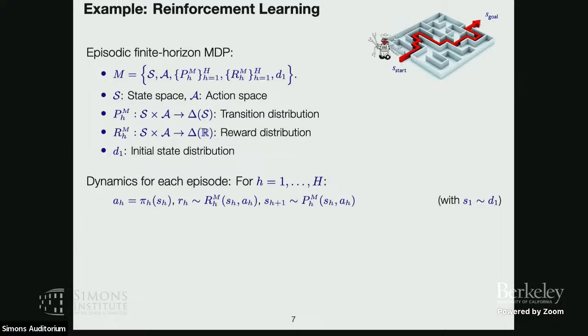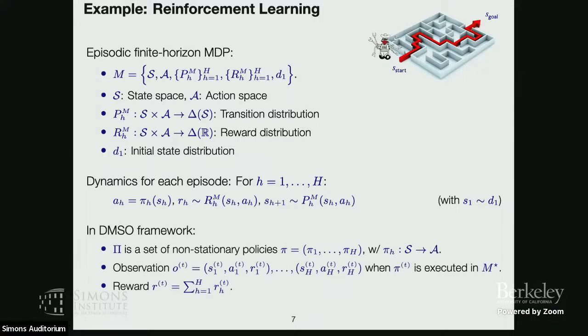Then for each step, little h equals 1 through big H, we'll pick an action using some policy that acts on the current state. We'll see a reward based on the current state and action, and we'll transition to the next state, also based on the current state and action. So how do you view this in our general framework? Well, that's one episode, but in the general framework, we're going to be playing capital T episodes. So at each time step, our decision is what policy do we play for the episode? The observation here is going to be the trajectory that this policy gives us, so this sequence of states, actions, and rewards. And the reward function we'll be aiming to optimize is just the cumulative reward within each episode.